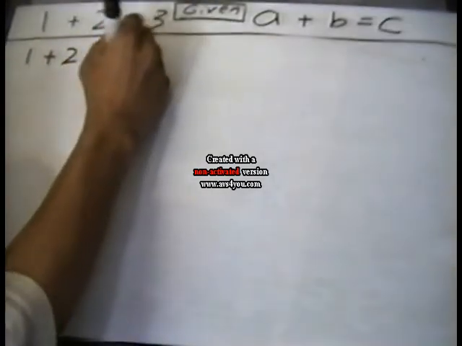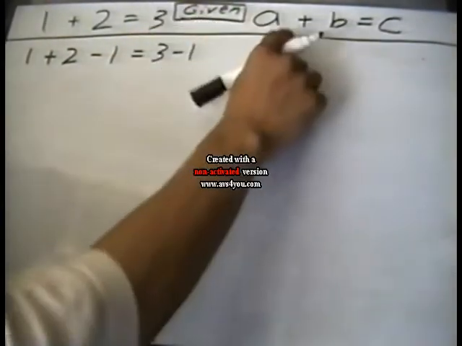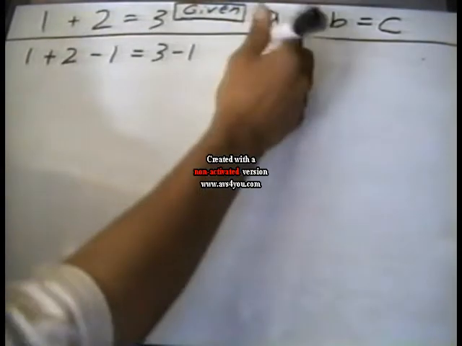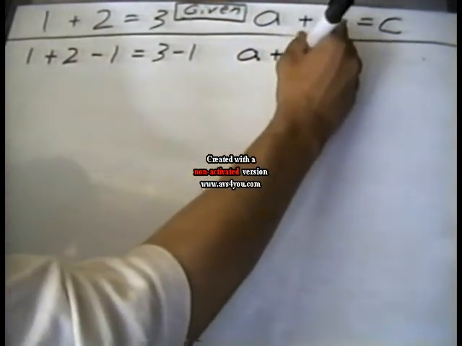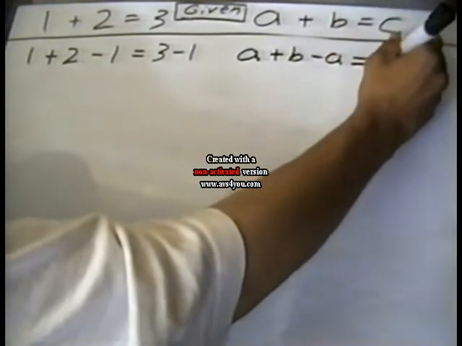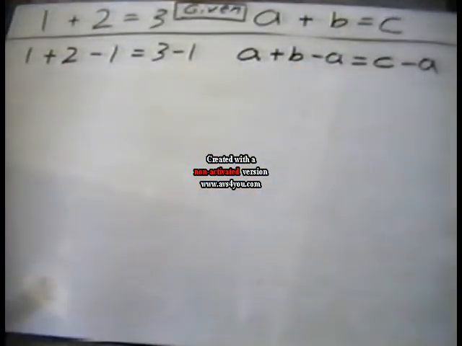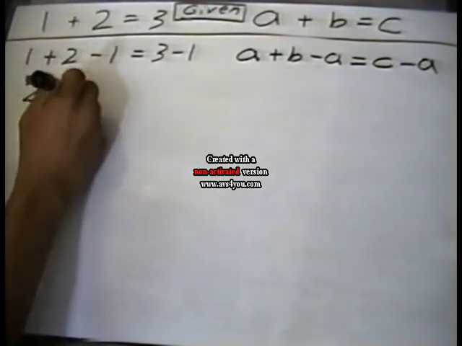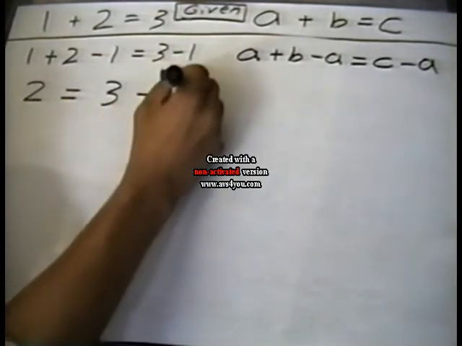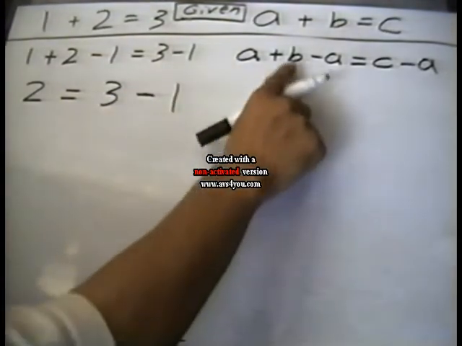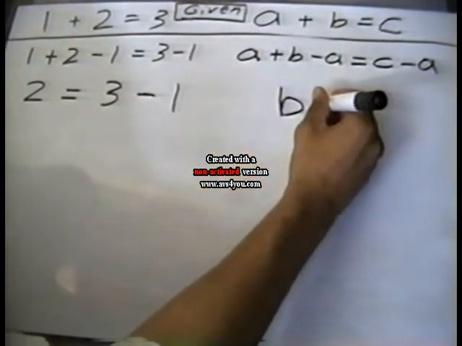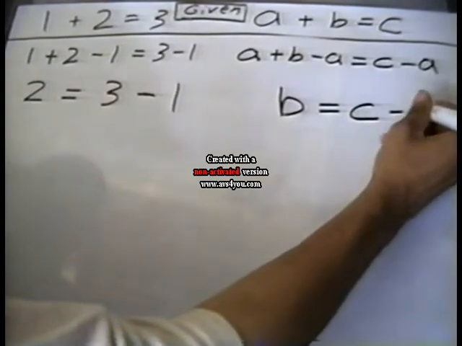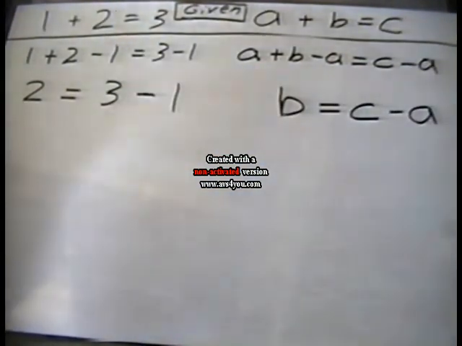Alright, now we subtract 1 from both sides. So we get 1 plus 2 minus 1 equals 3 minus 1. And here, A is in the position 1 is, so we want to subtract A from both sides. And then that becomes 2 equals 3 minus 1. Here you get B equals C minus A.